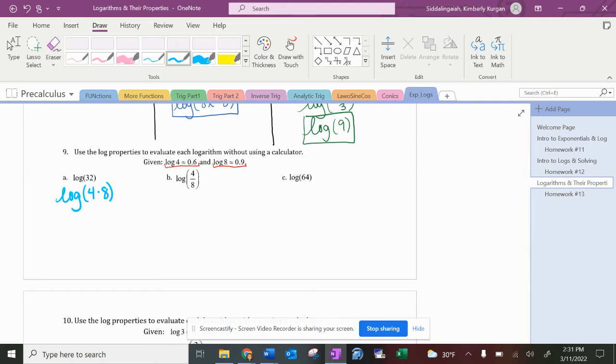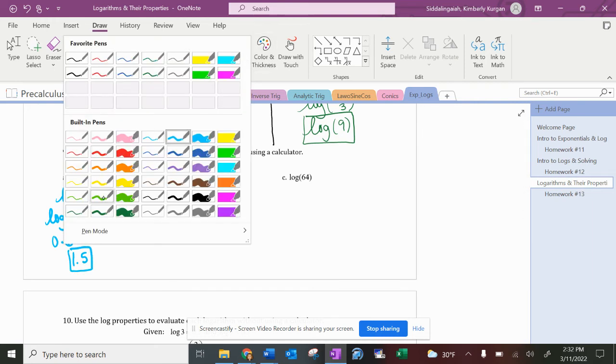We can pull this apart as two different logs. This is log of 4 plus log of 8. And now I'm going to substitute in these values. So log of 4 is about 0.6, and log of 8 is about 0.9. So 0.6 plus 0.9 is 1.5. Maybe that feels a little easier than what we're doing.